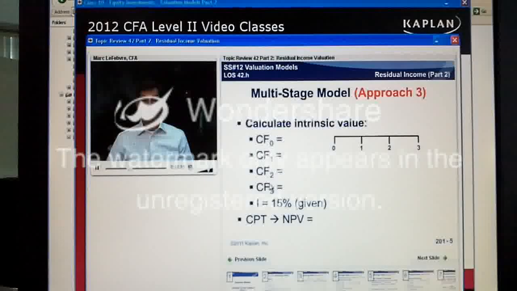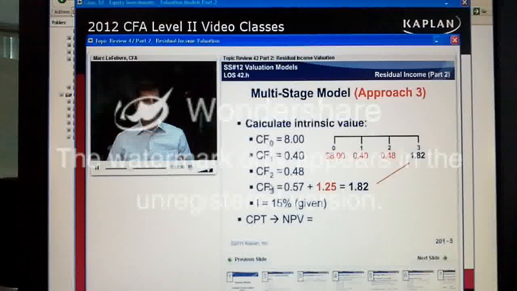Cash flow in year 0 is $8. Year 1 is 40 cents. Year 2 is 48 cents. Now year 3 ought to be the 57 cents plus the $1.25 to be a total of $1.82. You notice it's not nearly as great as when omega was 1, but it's also much larger than when omega was 0. So we present value all those cash flows back at 15%, and we get an intermediate case of $9.91.